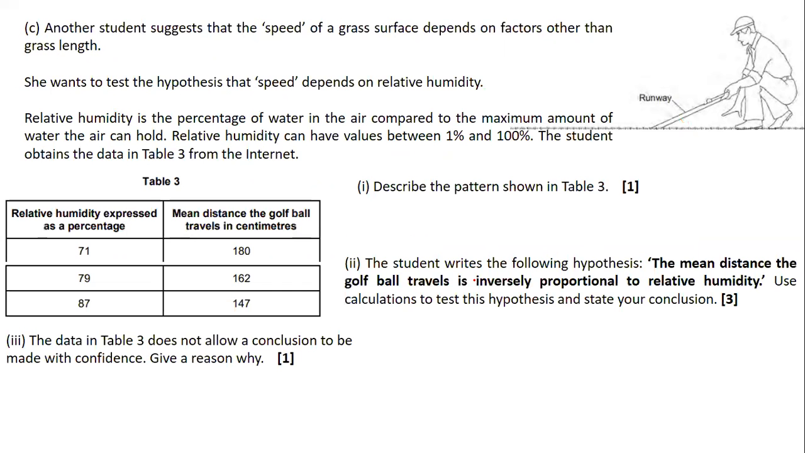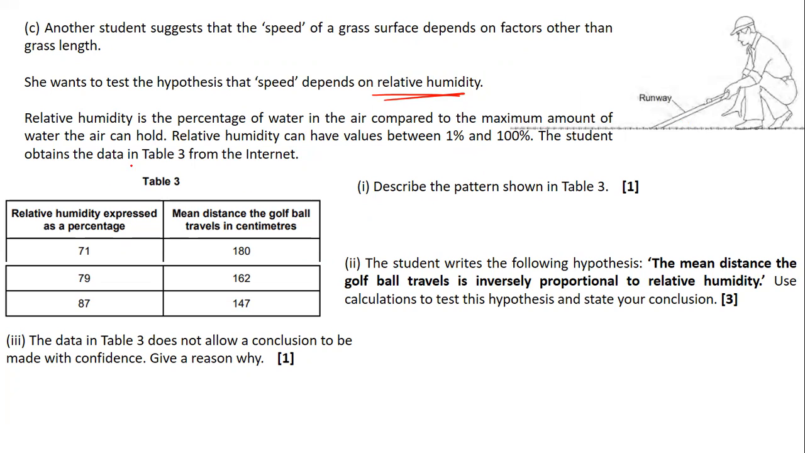Right. Next, another student suggested the speed of a grass surface depends on factors other than the grass length. She wants to test the hypothesis that speed depends upon the relative humidity also. Now let us define relative humidity. She suggests that speed does not depend only on the length of the grass, it also depends upon the humidity. Relative humidity is the percentage of water in the air compared to the maximum amount of water the air can hold. Relative humidity can have values between 1% and 100%.